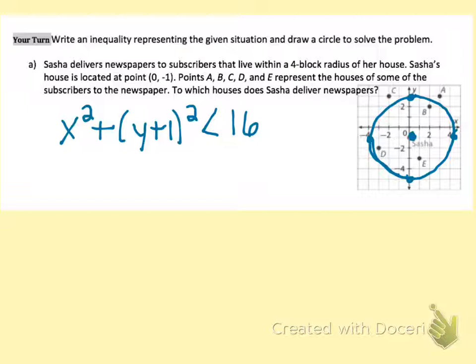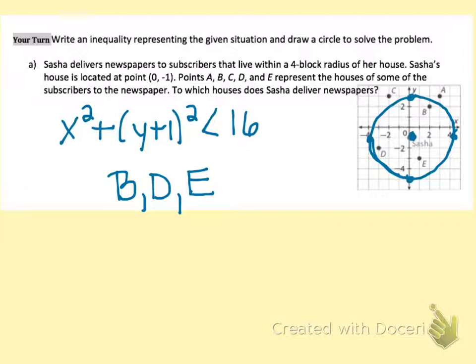Now, even though the circle's not a great circle, the ones that are clearly outside are A and C, so she cannot deliver to A and C. So just B, D, and E. A and C are out. If we actually took those coordinates, figured out what they were, and substituted them in, we could verify for sure. But certainly the graph is not off enough where these points are close enough to the circle to really warrant it. I mean, maybe C.